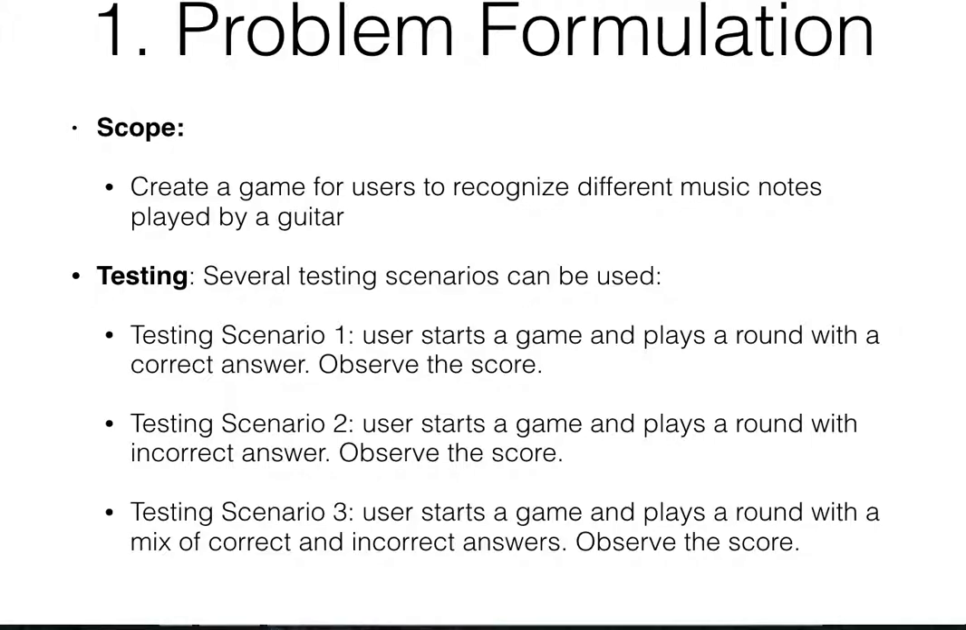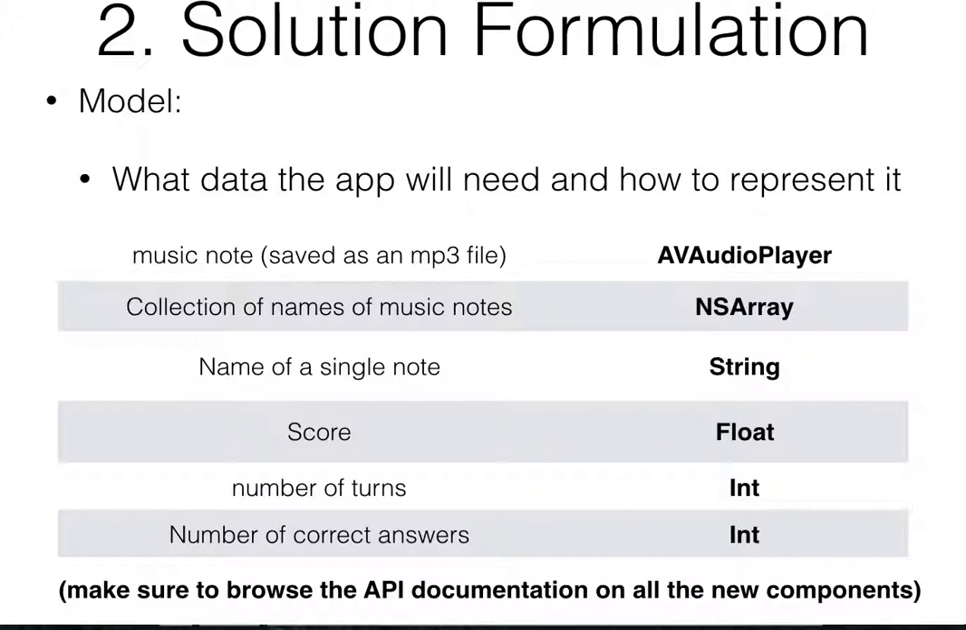So the third thing in problem formulation is testing. There are several testing scenarios. In a game, there are different features, as we will see, and different states of a game. So we're going to start a game, play around with a correct answer, observe the score. So here we're testing the score, but there are different screens, and you will want to look at the different screens and test all the different screens. We're going to test correct answers, different incorrect answers, and test a mix of correct answers and incorrect answers, and so on. So to the solution formulation.